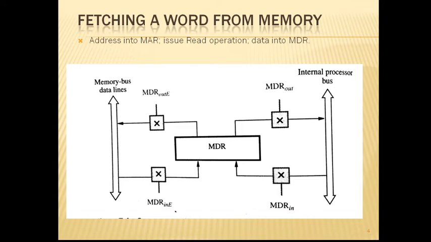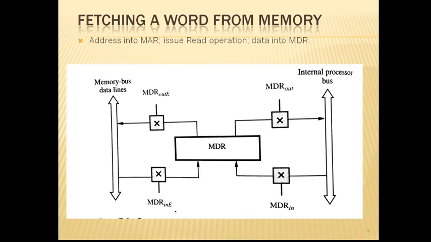The connections for register MDR are illustrated in this figure. It is figure number 7.4 from the textbook. Basically it has four control signals.